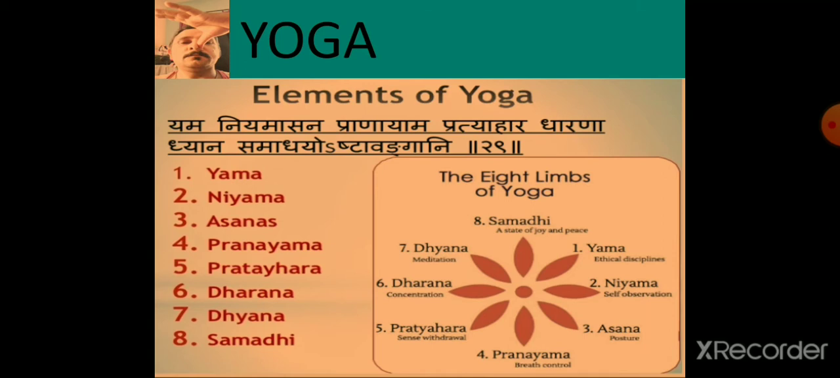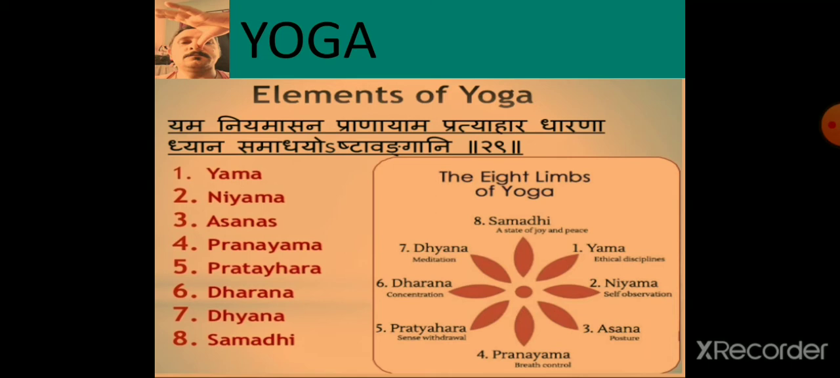So, yams are the ethical disciplines, niyams are the self observations, asanas are for the posture of the body, pranayams are to control the breathing, pratyahar is withdrawal of senses, dharana is concentration, dhyan is meditation, and samadhi is a state of joy and peace.